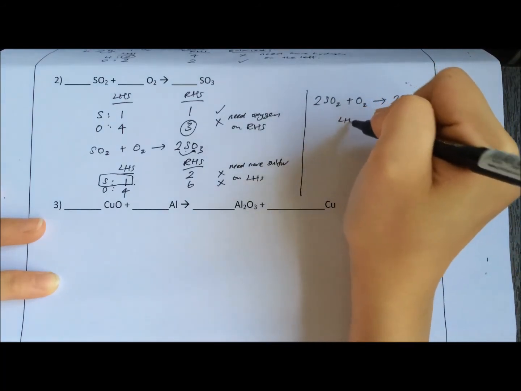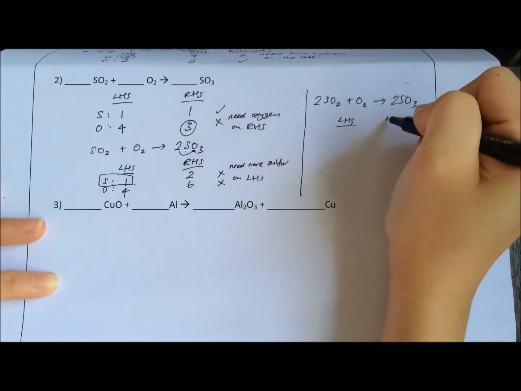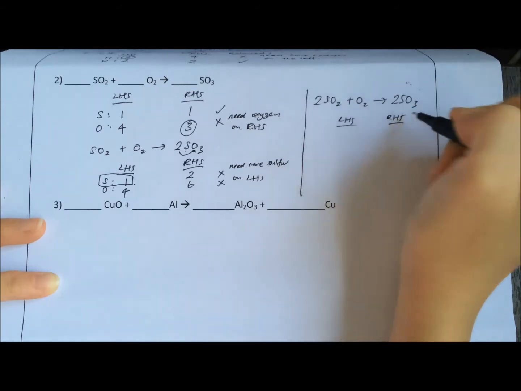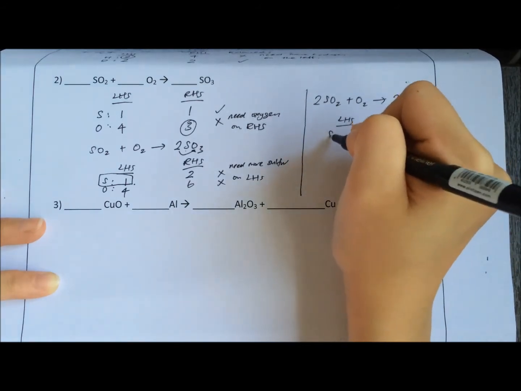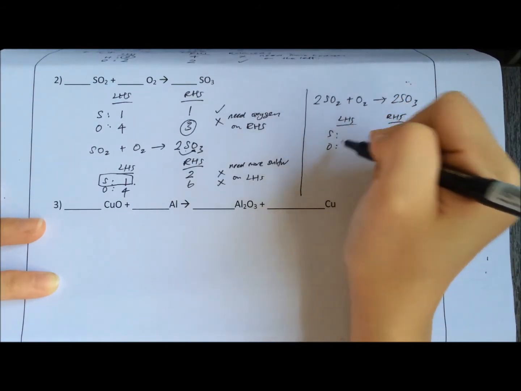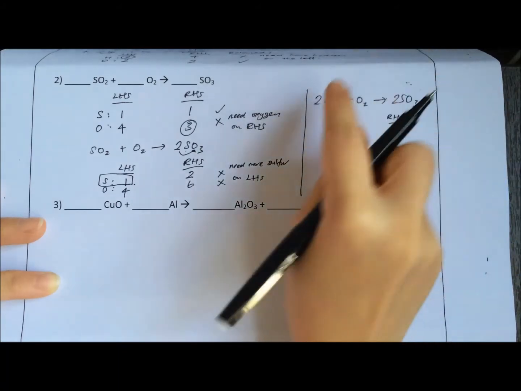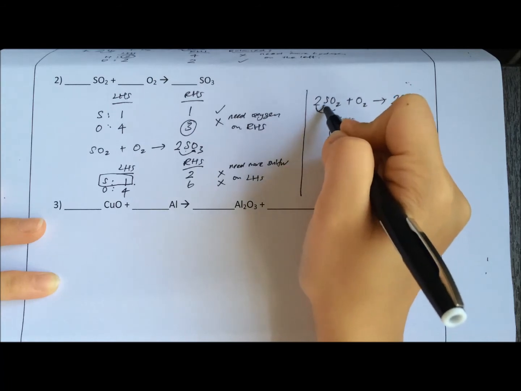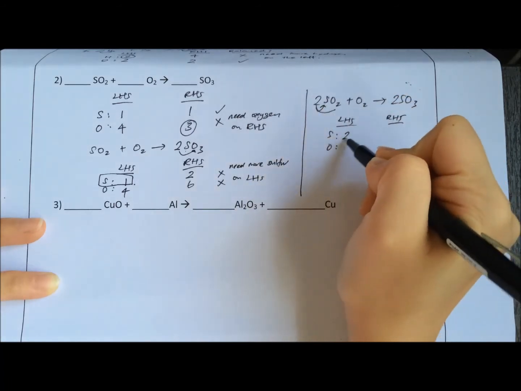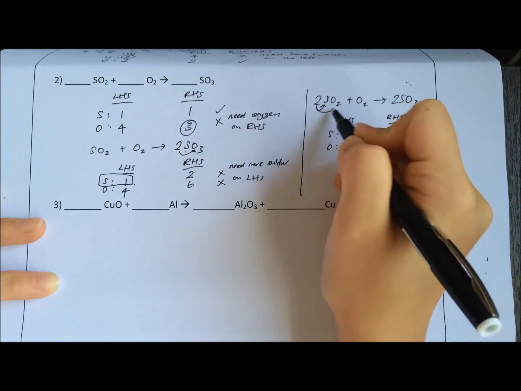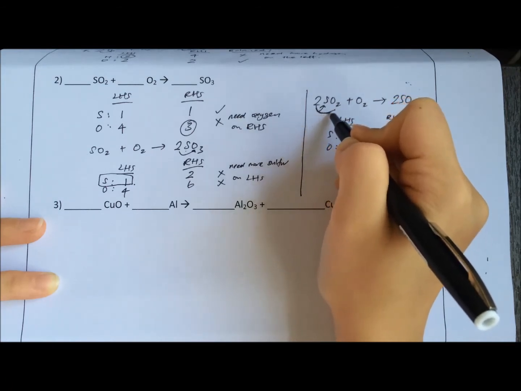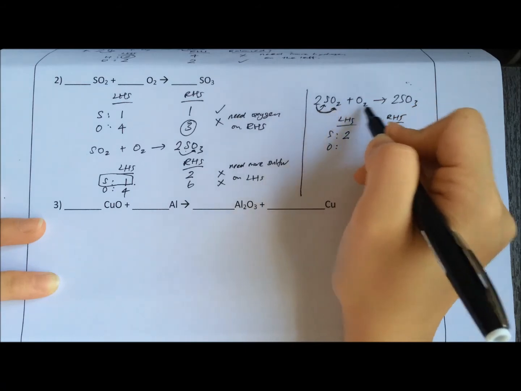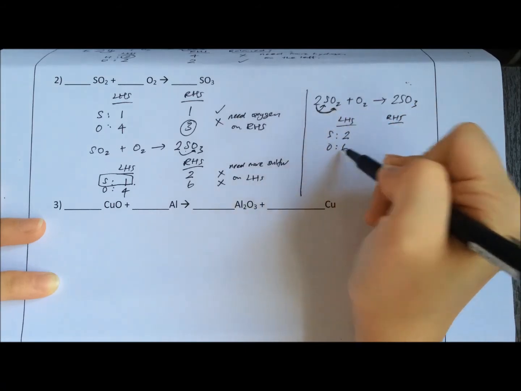Now we write our left hand side, right hand side. Like I say, in any equation, it's about 3 steps. So we write S and O, and then now we count. Sulfur has a number 2 in front, so 2 sulfur. Oxygen, 2 times 2 gives you 4, and then 4 plus the other 2 at the side gives you 6.